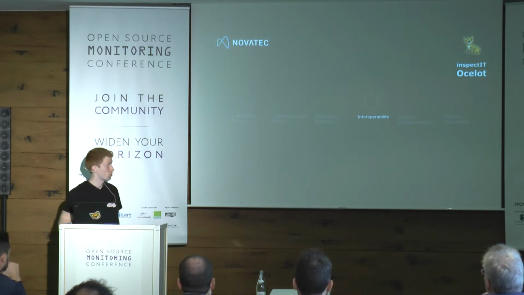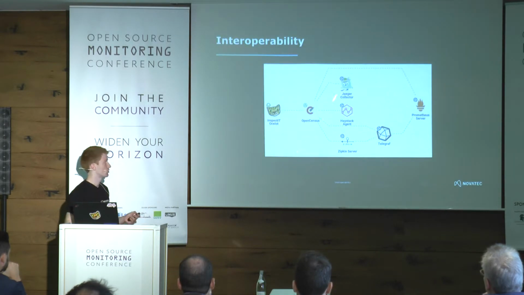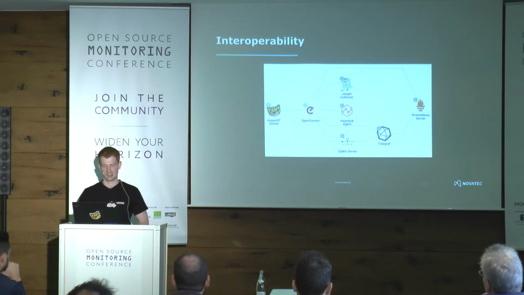In addition to that, interoperability is possible since we are simply using OpenCensus. And with OpenCensus, you can really use several arbitrary exporters and send the data to Zipkin, to Haystack for sure. So this is a project of Expedia. And also Jaeger is possible. And for sure, Prometheus is also, for metrics, the way to go, I would say.